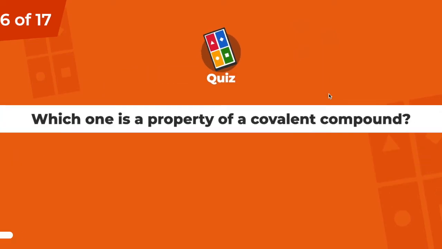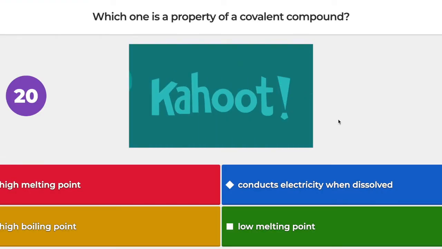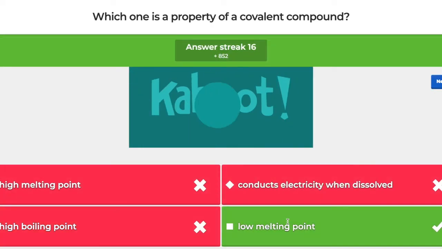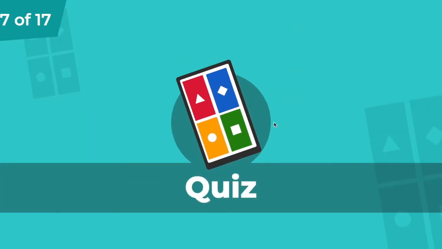Next one. Which one is a property of a covalent compound? All right, covalent compounds are going to have relatively low melting points. You think of something like water or wax; those are going to melt at relatively low temperatures. They do not have high melting points nor high boiling points, and they do not conduct electricity.